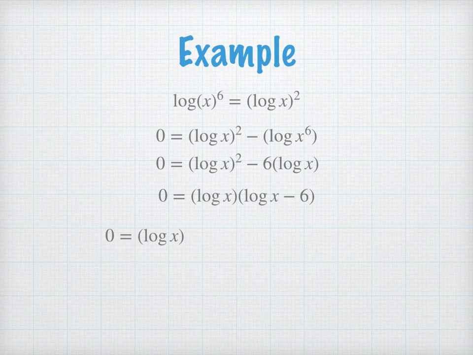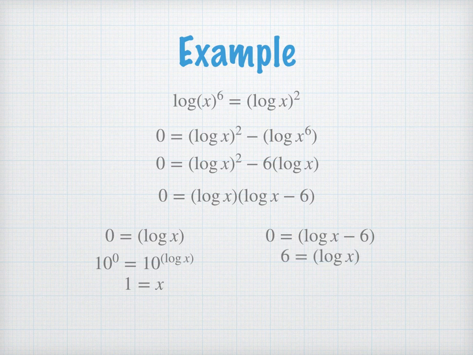So we have 0 equals log x. Remember, when we don't have a base written, this is base 10. So this is really 10 to the 0 equals 10 to the log x, which means that 1 equals x. And looking at our other side, we would have 0 equals log x minus 6. So that means 6 equals log x, using our same trick with 10, we would see that 10 to the 6th equals x. And you could plug both of these in and they both will work.